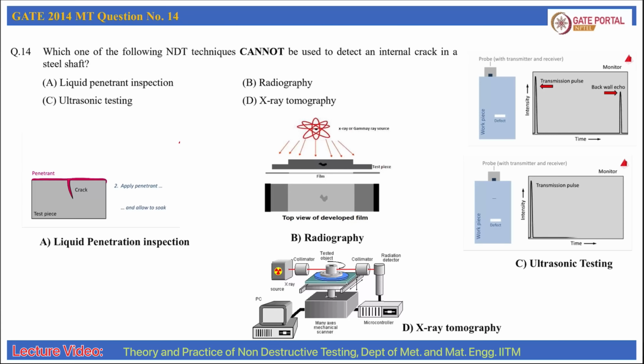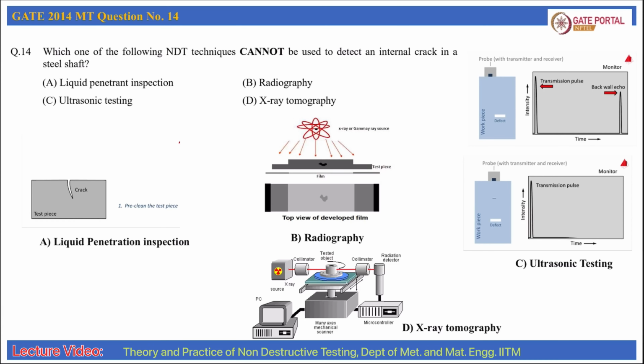Option D is X-ray tomography, which is almost similar to radiography. The only difference is that in this technique the sample is exposed to an X-ray source, and the sample is placed on a stage which can be rotated to different angles, so that you can construct a 3D image of the sample, and you can study the porosity or the cracks present and how they are oriented in three-dimensional space in X-ray tomography.